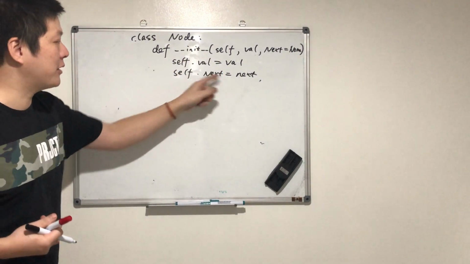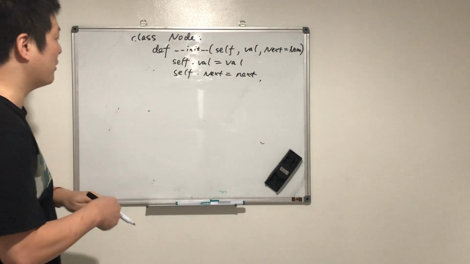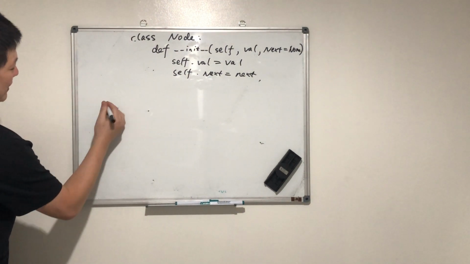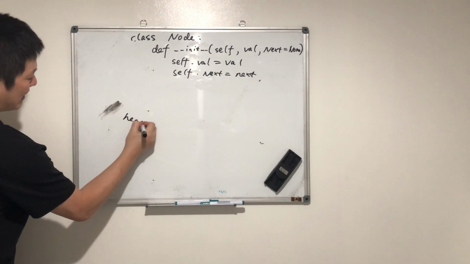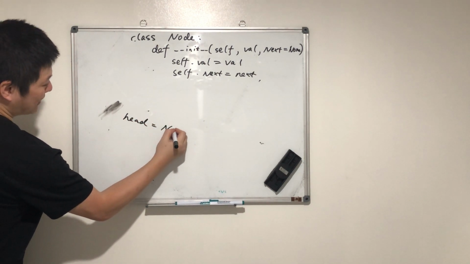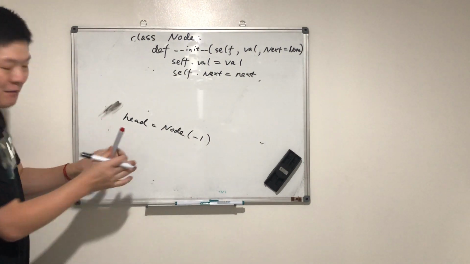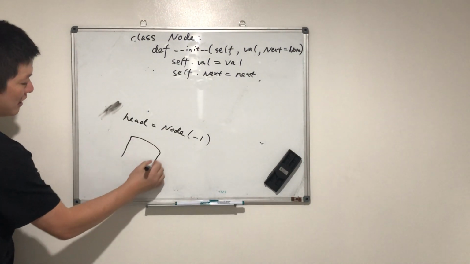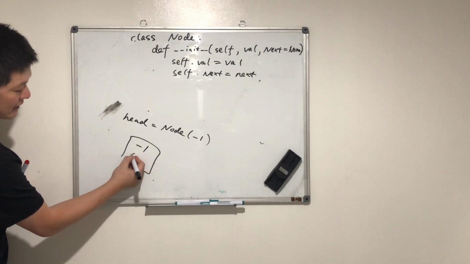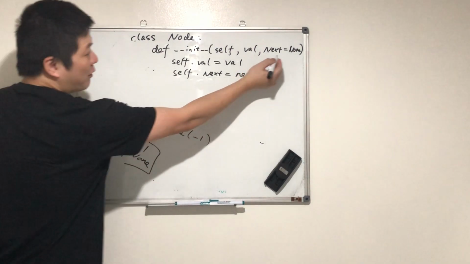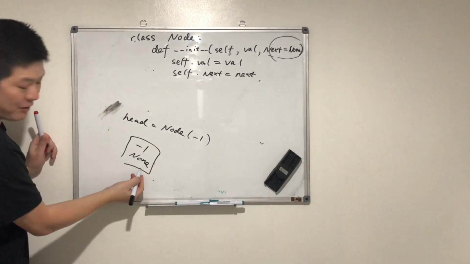Okay, now we do this. We allocate two attributes by given a parameter. So now we can just create the first node, head, and we can say Node(-1). It means that after this we're creating a node with the value -1, but the next pointer is None, right? Because if we are not given anything for the second parameter, by default it is None.